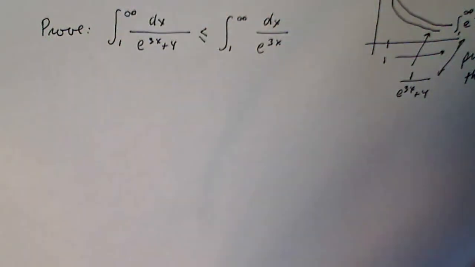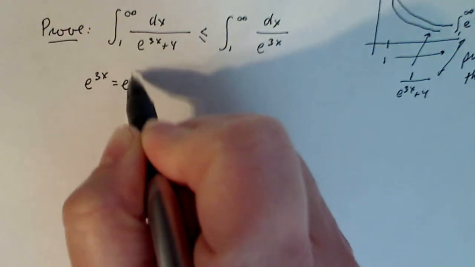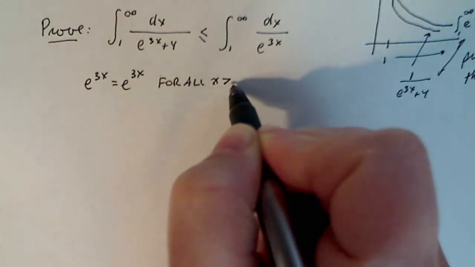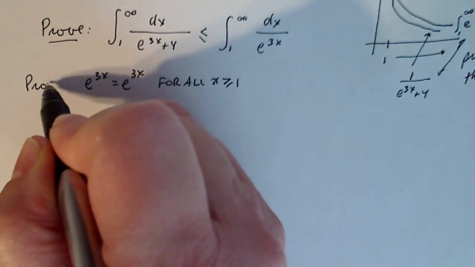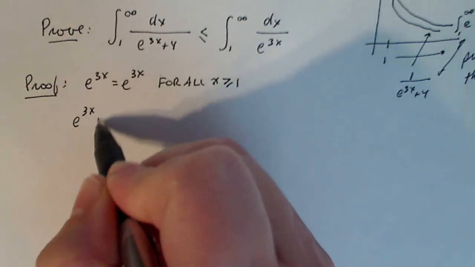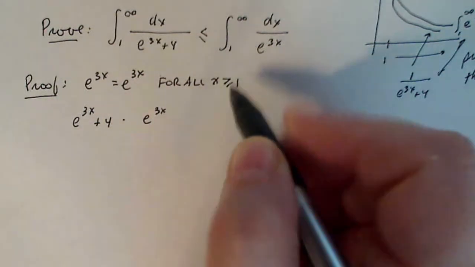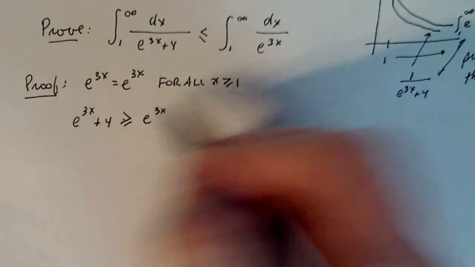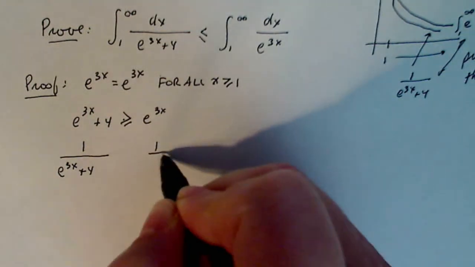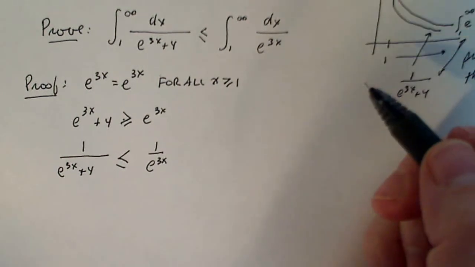So let's think about a proof. I know that e to the 3x is equal to e to the 3x for all x greater than or equal to 1. This is my proof. Don't mix this up. Now, if I add 4 to this side, how does that change the comparison for x greater than 1? Well, this is going to be bigger. If I take the reciprocal of both sides, we know from arithmetic that changes the direction of the inequality sign.